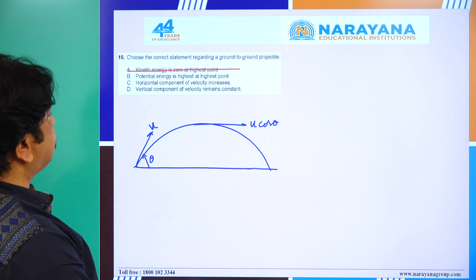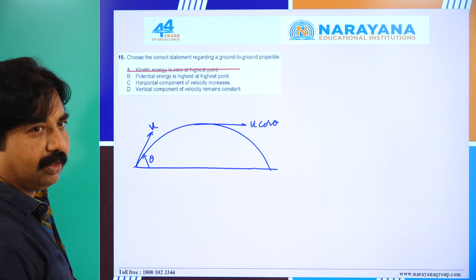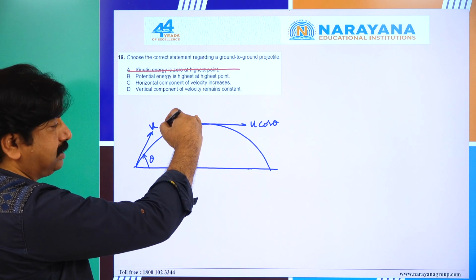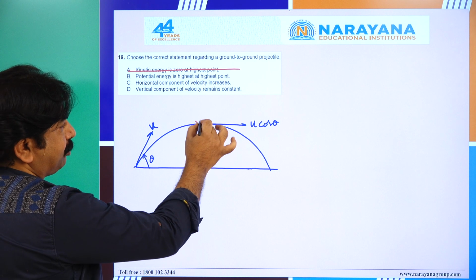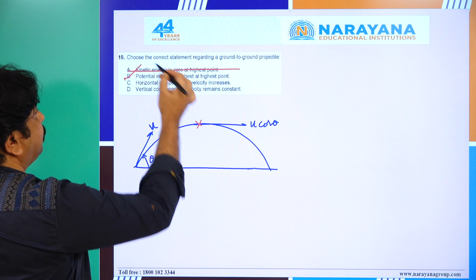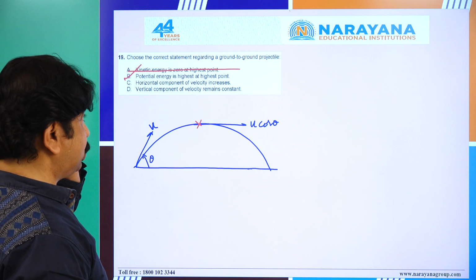Potential energy is highest at the highest point only. Obviously, with the increase of height, the potential energy value increases, and this is the highest point only. So the potential energy statement is the correct one. So option B is correct. Potential energy is the highest at the highest point.